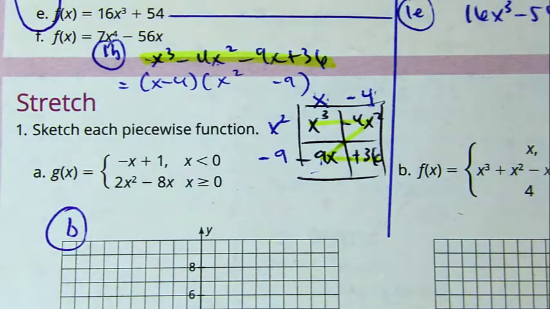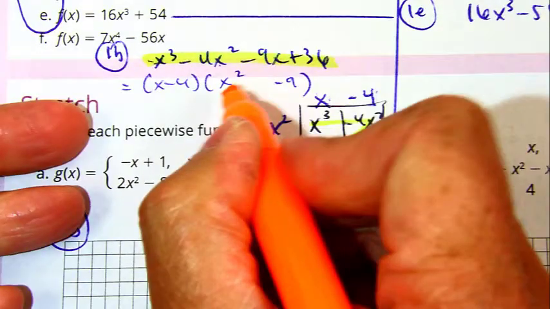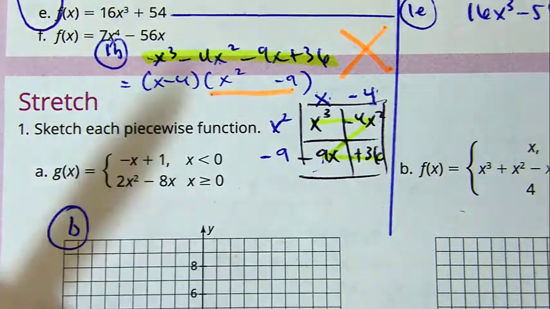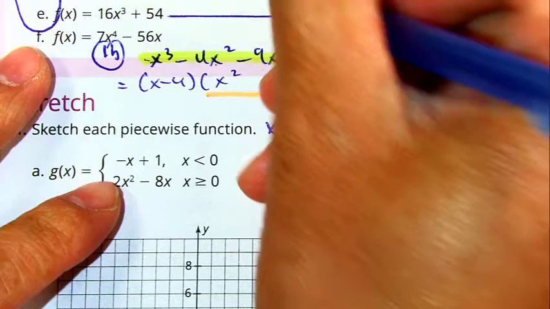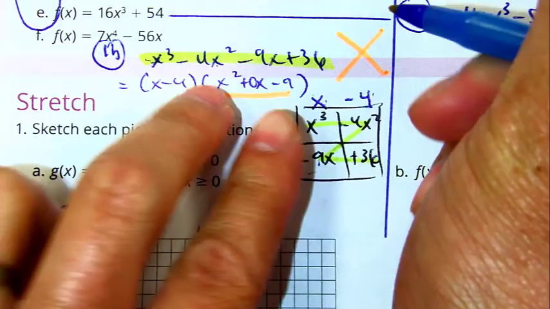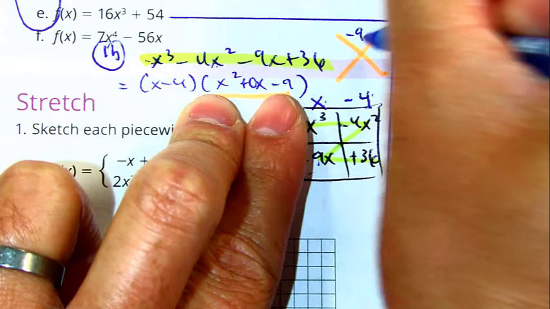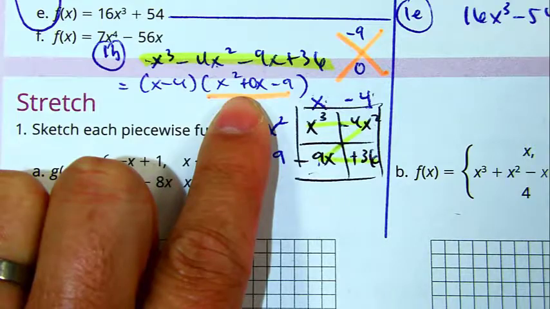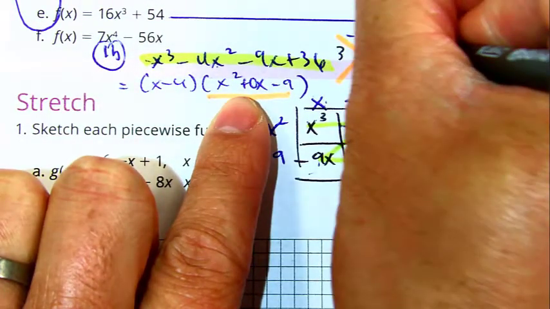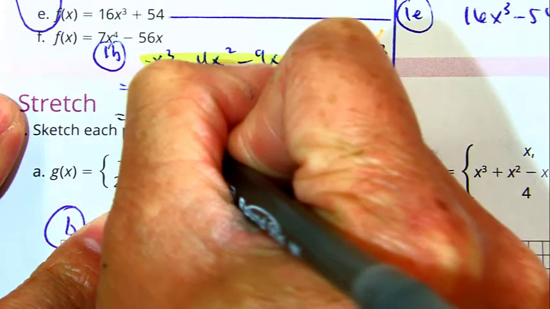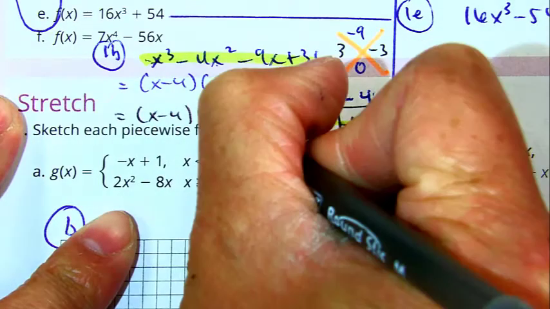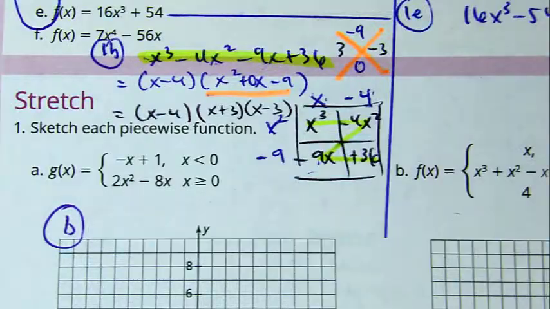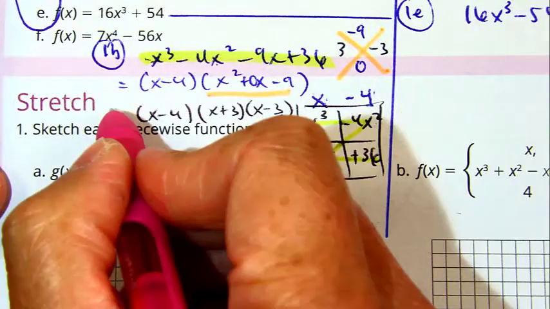Now, I left a gap here, because hopefully you picked up that you have to factor again. How do you know? If you put a 0x, complete your x method, A times C, B value is 0. Your two numbers are 3 and negative 3. That means my answer is going to be x minus 4, x plus 3, x minus 3. This is my answer factored.